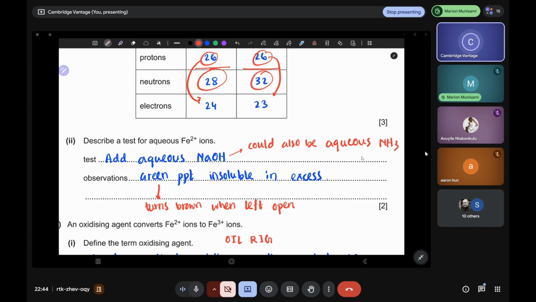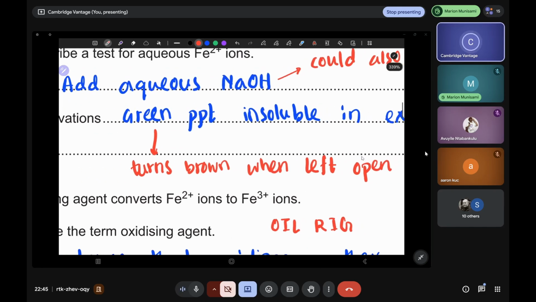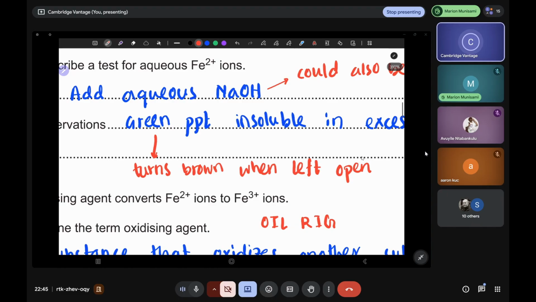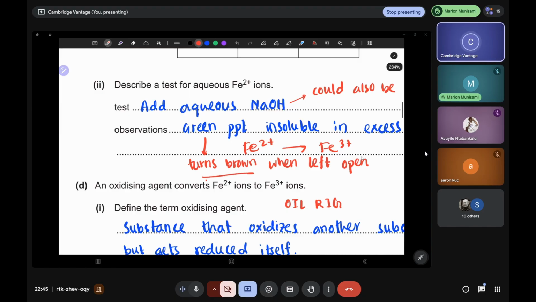And just a side note that I would like to add is this green precipitate, if you leave it in the open for too long, it will turn brown. And the reason for that happening is because the Fe2+ ions get oxidized and turn into Fe3+ ions. And Fe3+, or compounds of Fe3+, have the brown color. That is why the color turns brown if you leave it for long. If anyone is doing the practicals, if you ever test for Fe2+ ions, you will see that near to the end of your practicals, it will have turned brown. All right.